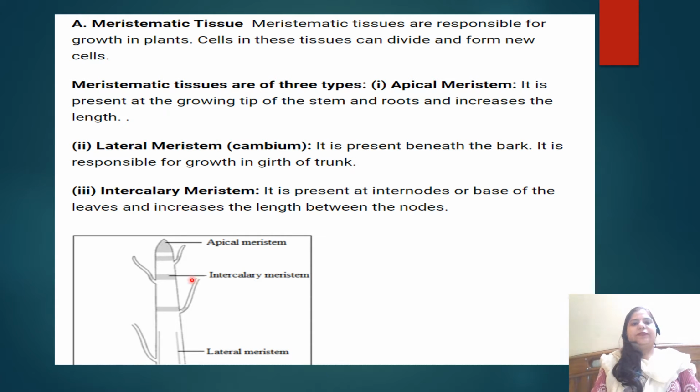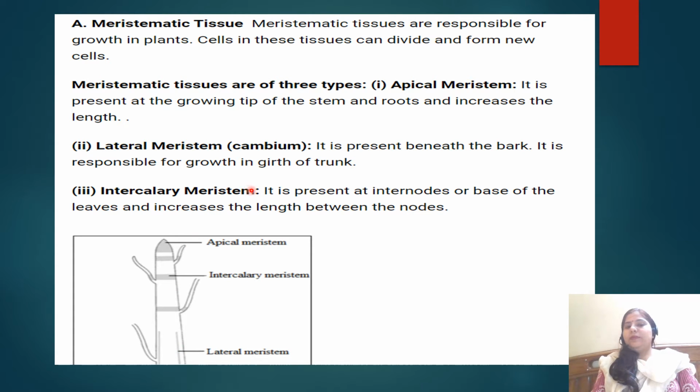Next is lateral meristematic tissue. This lateral meristematic tissue is also called cambium. It is present along the side of the stem, and it helps in increasing the girth of the plant, that means the diameter of the stem. Here the lateral meristematic tissue is present.